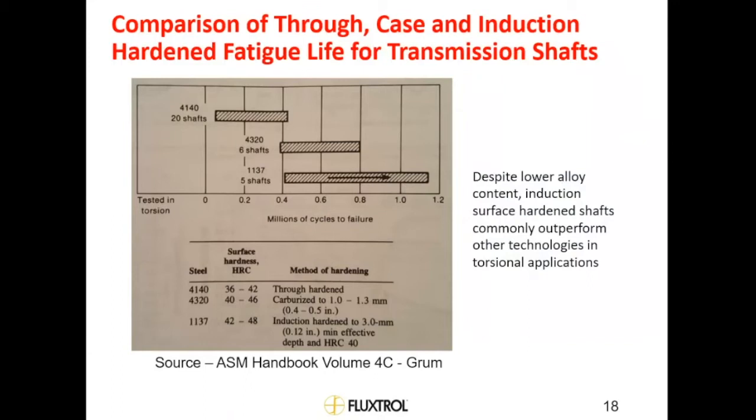So let's look at why all these axles or shafts are induction hardened. Especially for torsional components and torsional applications for heavy loads, it's been found that generally induction hardened components perform better. And that's even despite typically having less carbon content or less alloy content than is used for other technologies.